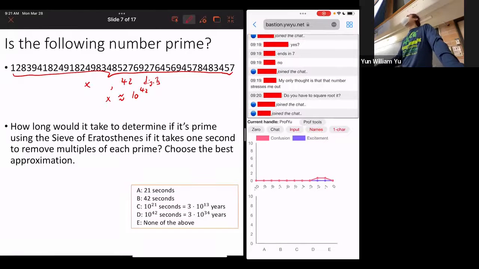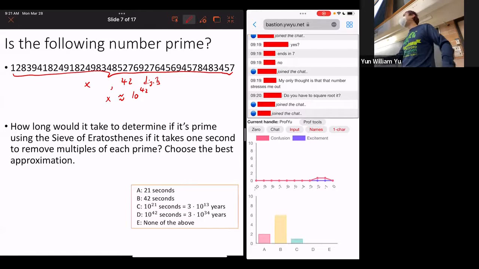So how long does it take? If you had a computer that would take a look to see if it's divisible by 2, and then remove all multiples of 2, and then remove all multiples of 3, and then all of 5, and all of 7, and so on. Would it be pretty quick? Would it take like 21 seconds or 42 seconds? Or would it take a long time? Would it take 30 trillion years? Or would it take even longer?